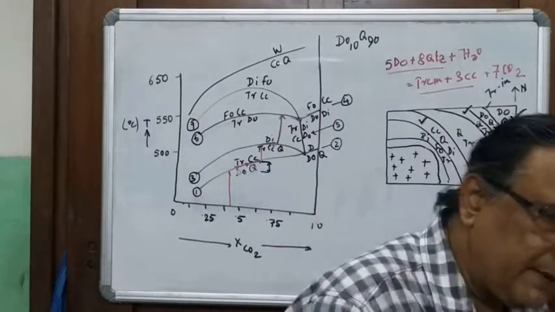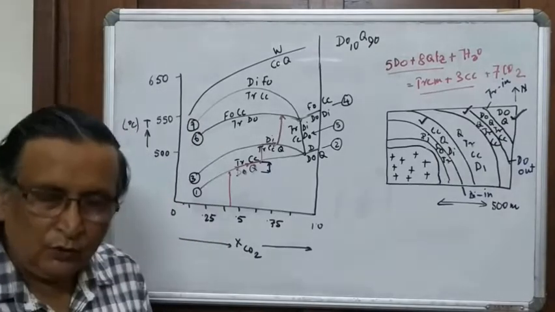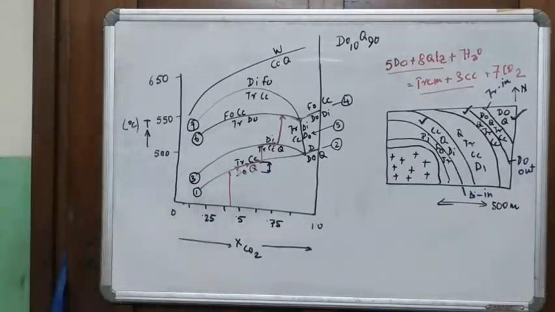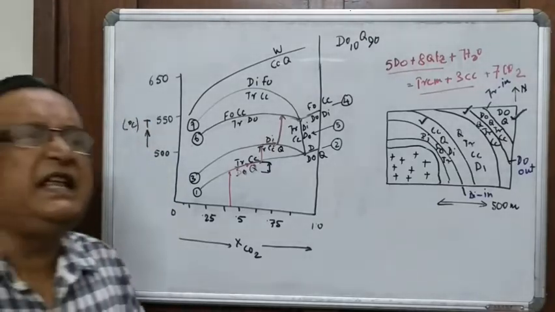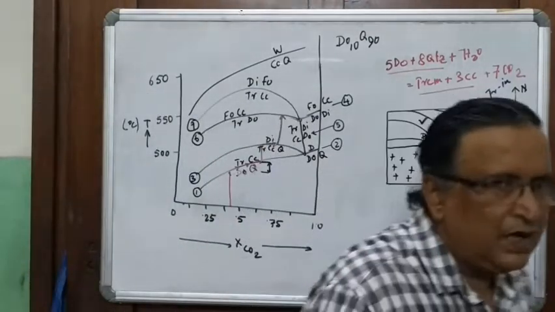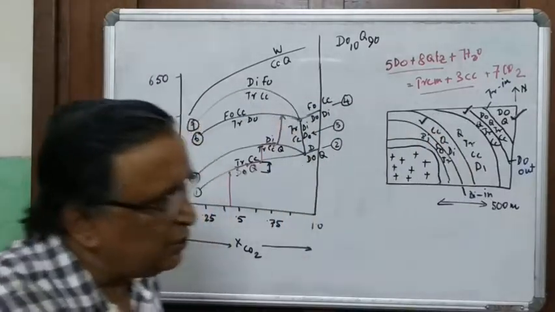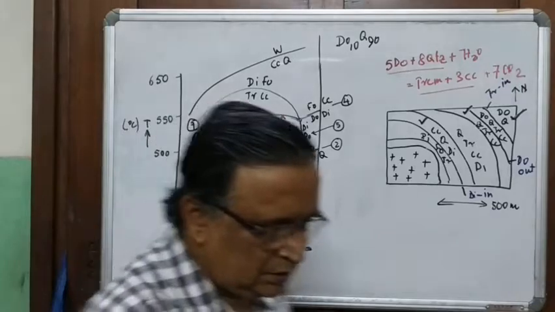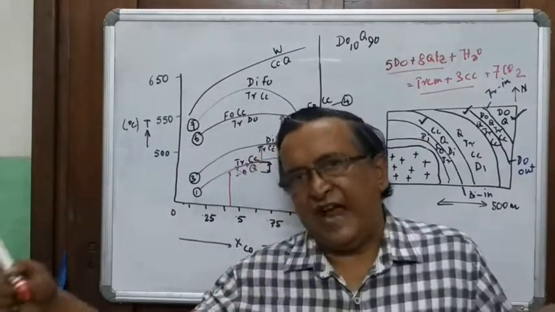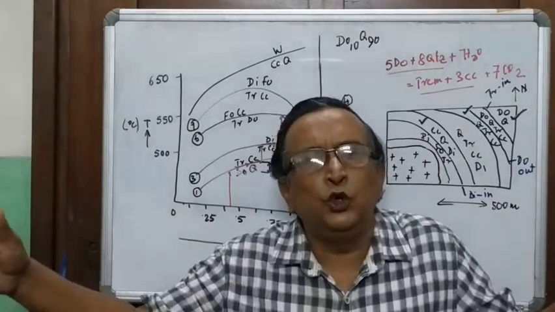Closed system metamorphism. Now I will introduce you to something else. Open system metamorphism. Completely open system metamorphism. That means you have a rock which is in contact with a huge fluid reservoir.